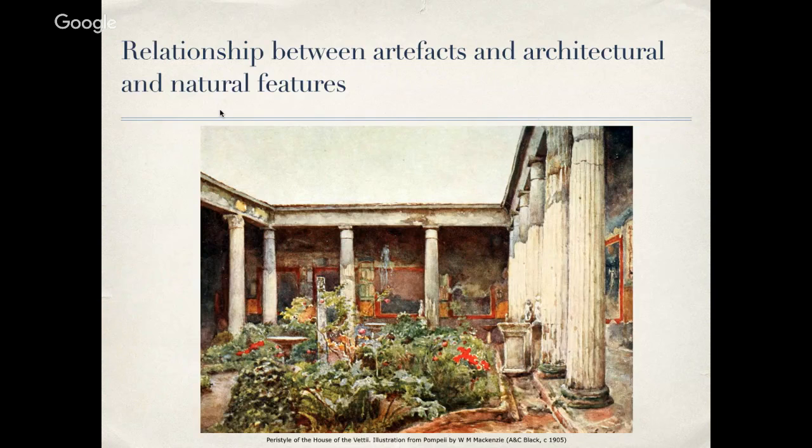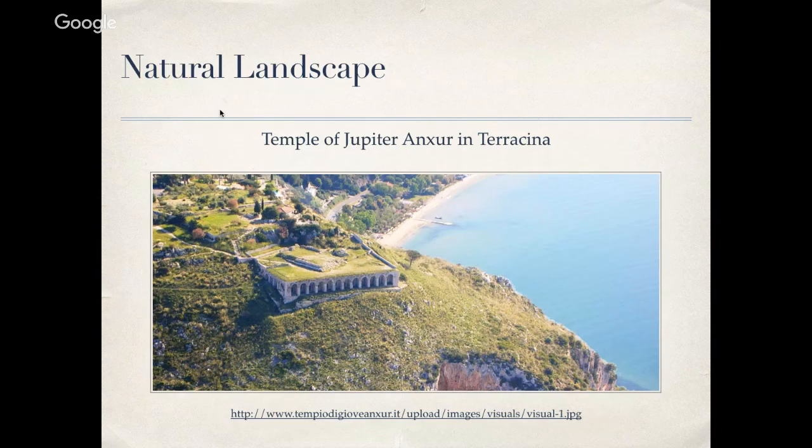We can wonder, okay, what if this thing was placed between the columns? What if this thing was placed in the garden? And asking these kinds of questions. And same thing for the natural landscape. That is something else that can be investigated with 3D technologies, especially when combined with geographical technologies, which is a very, very interesting and rich field.